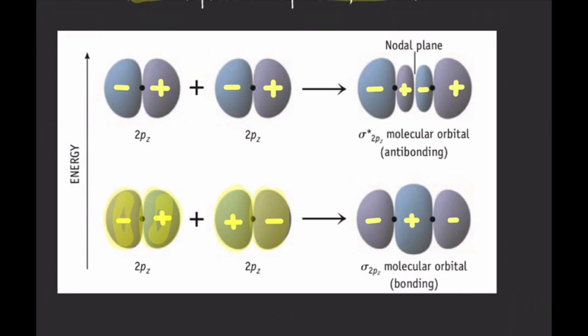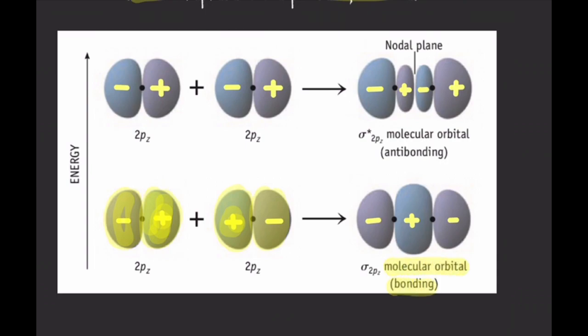When they are combining and they have the same sign, the lobes which are going to overlap, if these lobes have the same sign, like here both are positive, then we'll say that this is constructive interference, or there is formation of a bonding molecular orbital.